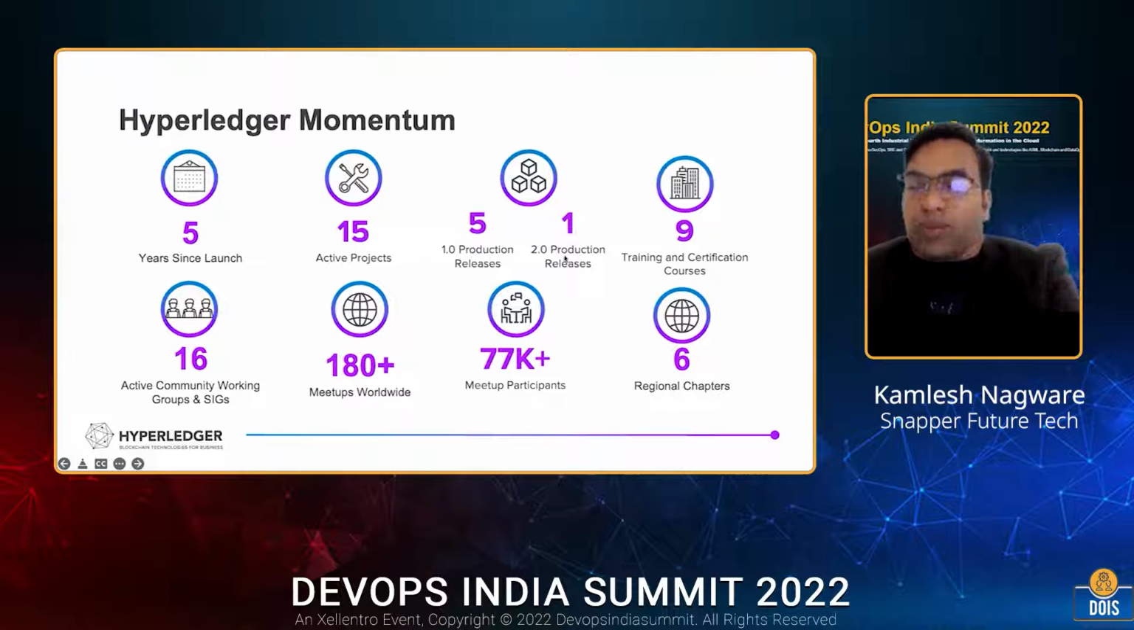One project, Hyperledger Fabric, is very mature and mostly used in the industry. It has a 2.0 release, and 2.5 is even going to be released in a couple of months. While building a project, you always need some kind of training and certification. So Hyperledger also provides training and certification courses and training partners to build around use cases. We are also one of the training partners of Hyperledger.